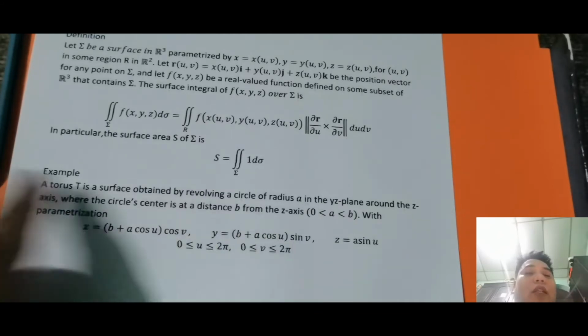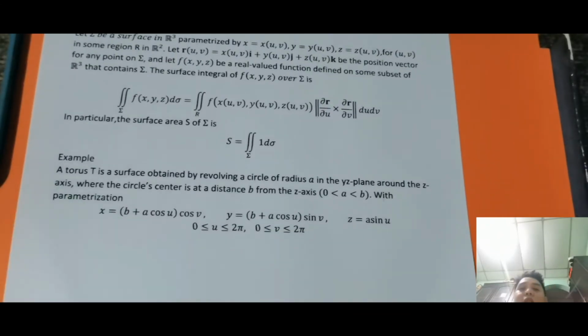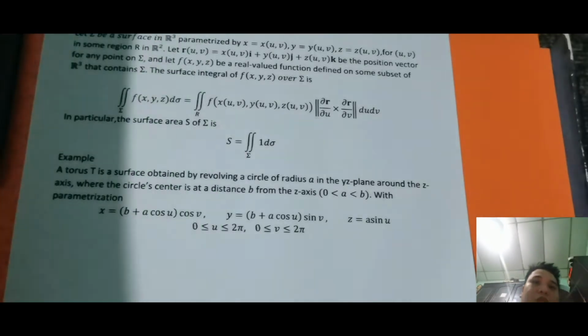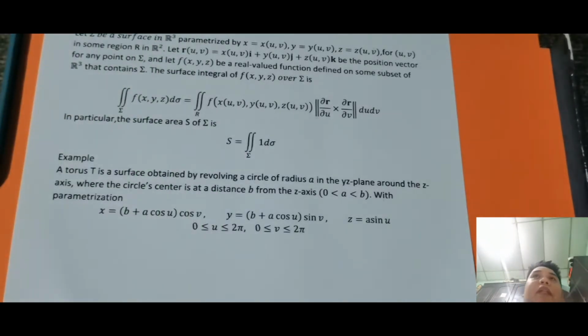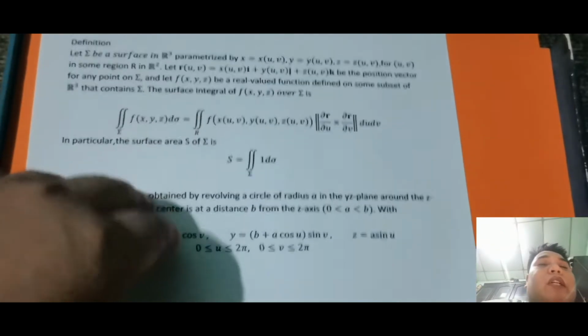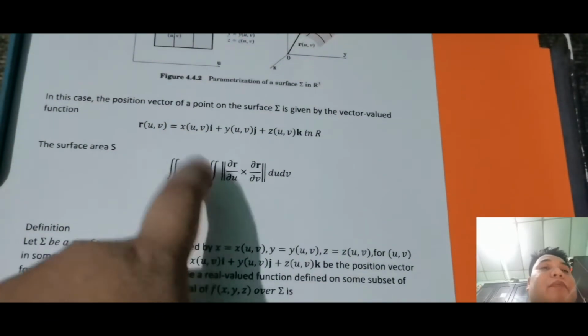So again, ito yung ating parameter. So now, ito yung ating torus. So before natin isolve yan, ito yung ating torus. So, ano napansin mo? Walang given na f of x, y, z. Ang given lang is parameter. So, wala tayong isosolve, hindi natin gagamitin the formula. So, generally, ano gagamitin? Ito lang.